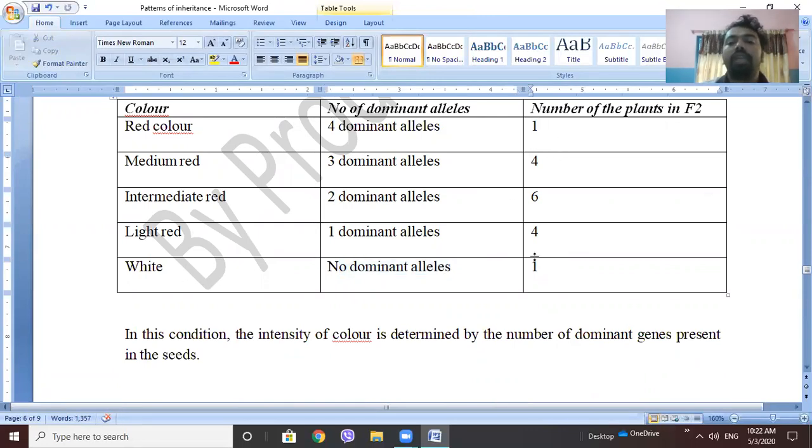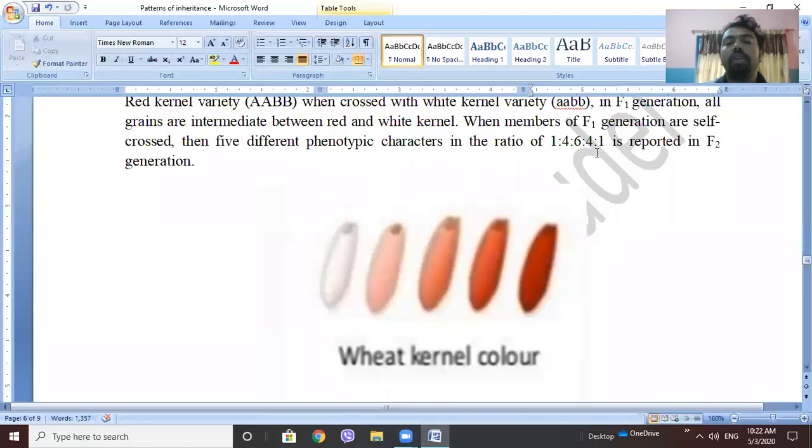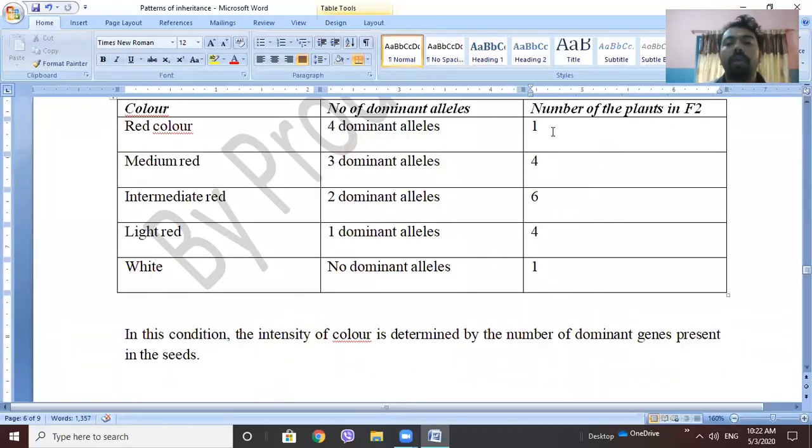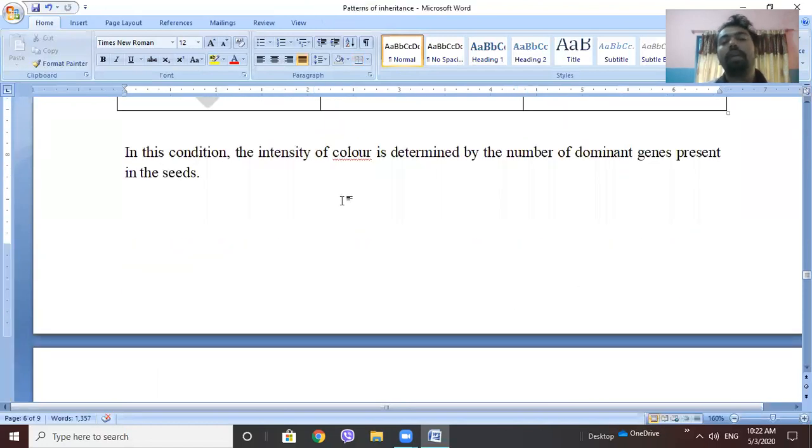Now its ratio will be modified, so 1:4:6:4:1, so this is what we find, 1:4:6:4:1 out of 16. In red color there is one at the end, 4 of medium red, 6 of intermediate, 4 of light red and one of white. So what we saw is that the color intensity of the wheat corneal is determined by the number of dominant genes, and that determines the intensity of color. And again, those genes or alleles can be residing on different chromosomes, and they are always non-allelic.